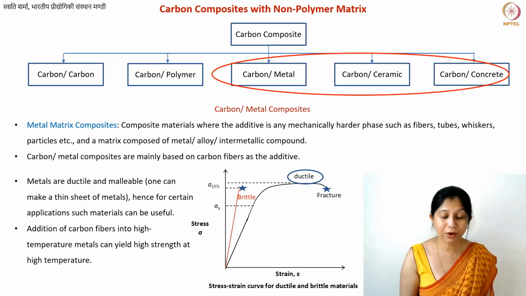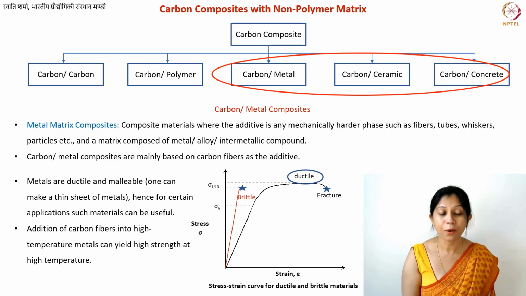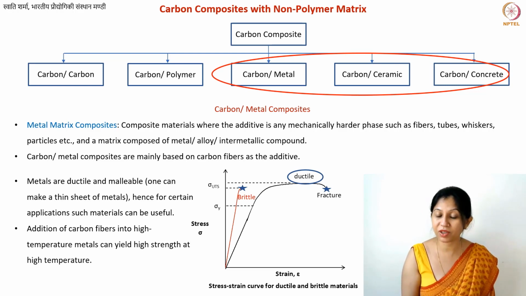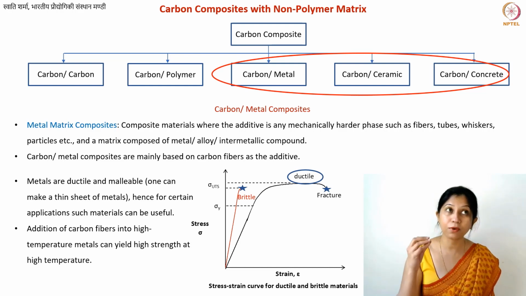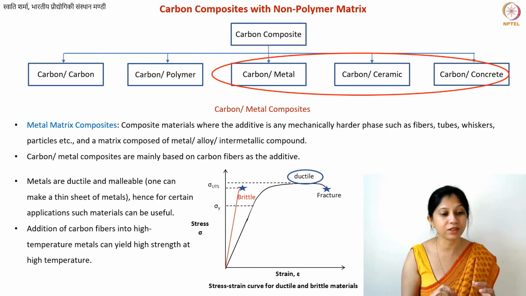Now, what is the need for carbon metal composites, and why couldn't we work with carbon composites, even if we wanted to work at higher temperatures? Well, here the ductility and the ability to make thin sheets becomes important. If you would like to use the properties of a metal, but at the same time you want a slightly stronger, mechanically stronger material, in that case, you can add carbon additives to it.